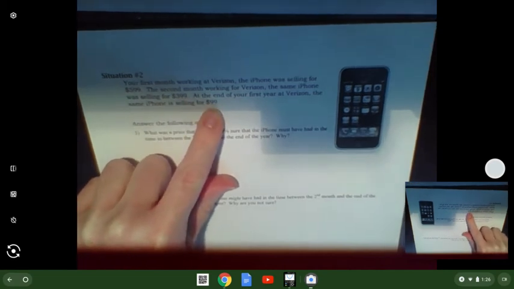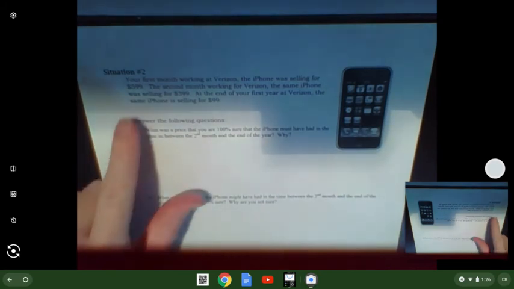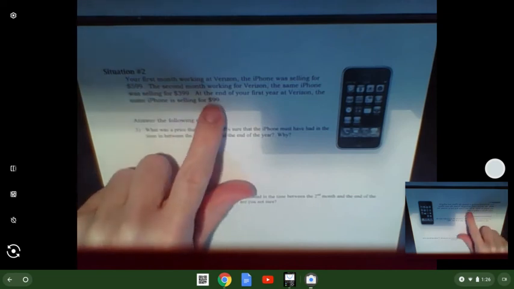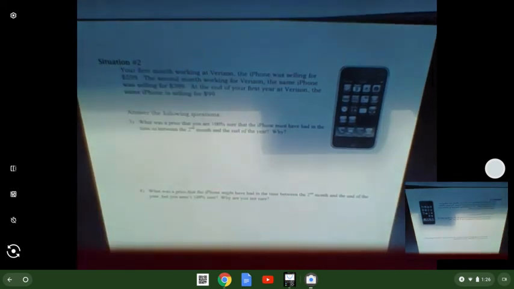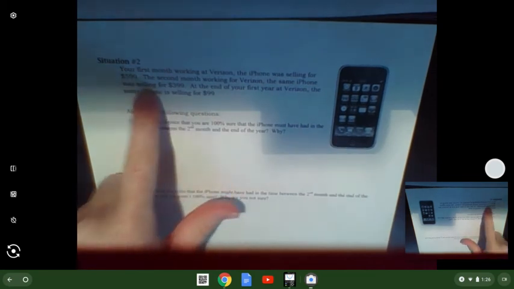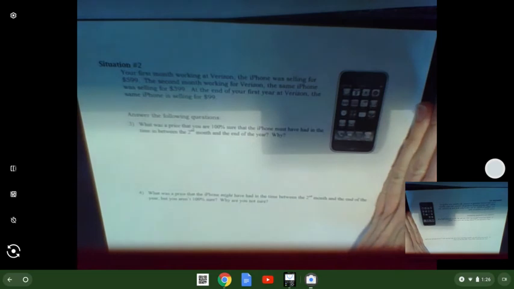Is there another price you can guarantee me that phone must have cost between starting at $599 and ending at $99 besides the $399? Now, some of you may say, well, probably was like $199 at some point, or it probably was $299. But can you guarantee it? The answer is no. You can't guarantee it because with price, you can jump from one price to another price without passing everything in between.